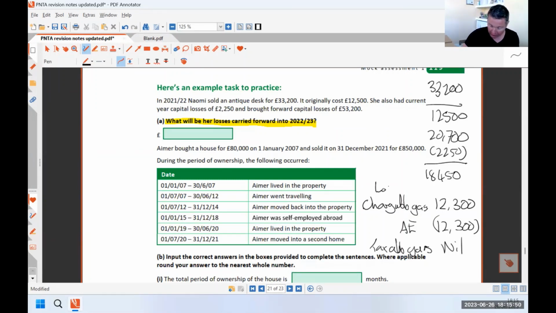So we want to use losses brought forward. So what does that give us a figure of? 18,050. We want to leave £12,300. Exactly right. So we need to use losses brought forward of £6,150. Does everyone see why we're only using the £6,150 of losses brought forward rather than more of the 53,200?